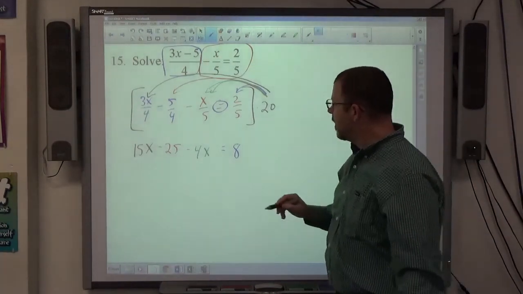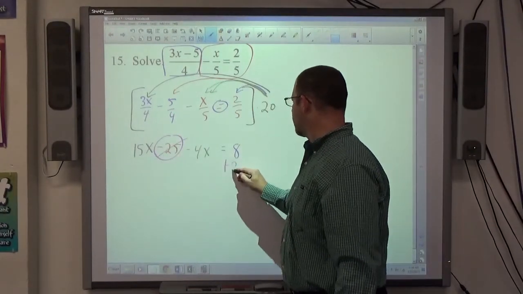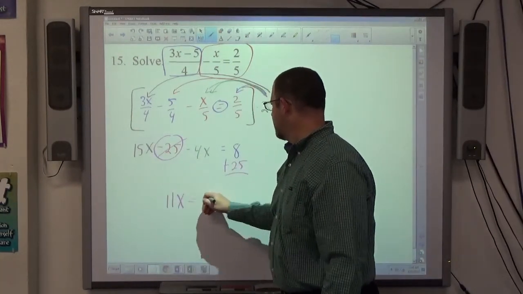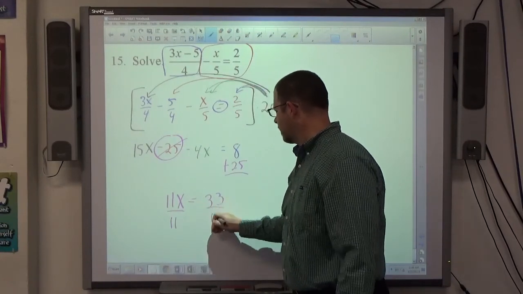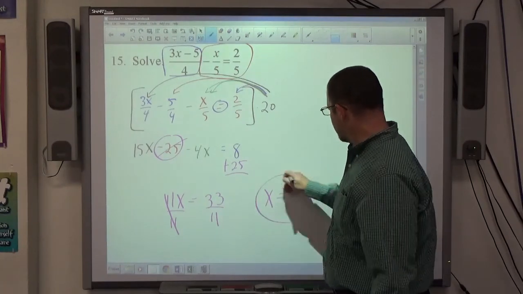Go ahead. At this point, I'm going to solve. I'm going to move this negative 25 to the other side. It becomes positive 25. 15x minus 4x is 11x. 8 plus 25 is 33. Divide both sides by 11. Get rid of the number in front of x. X equals 3 is the right answer.